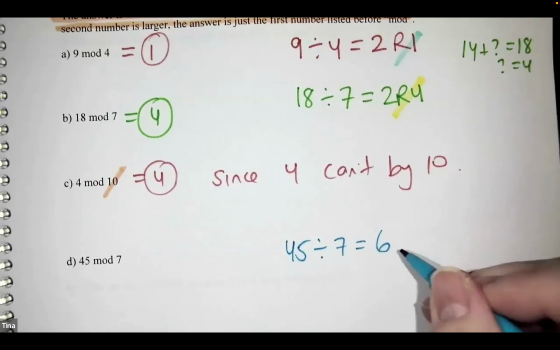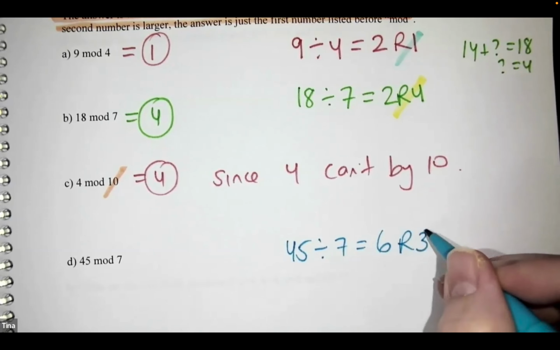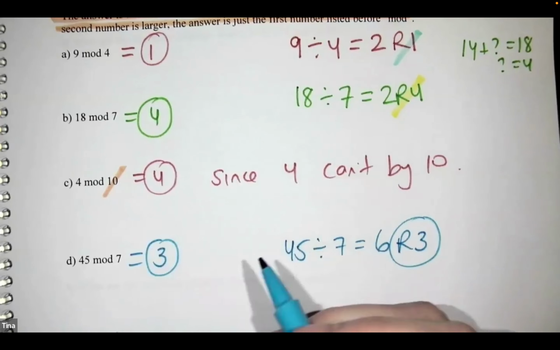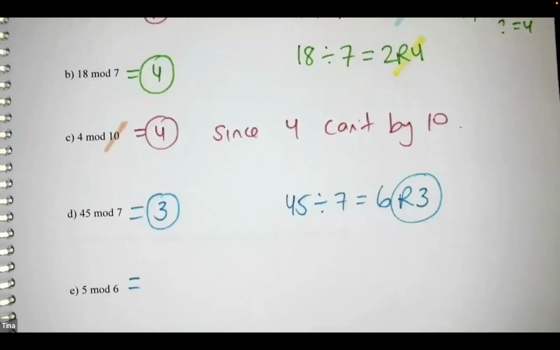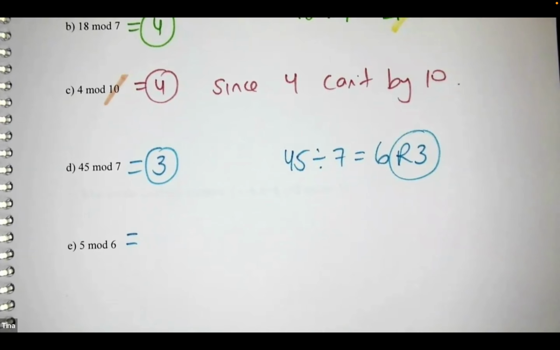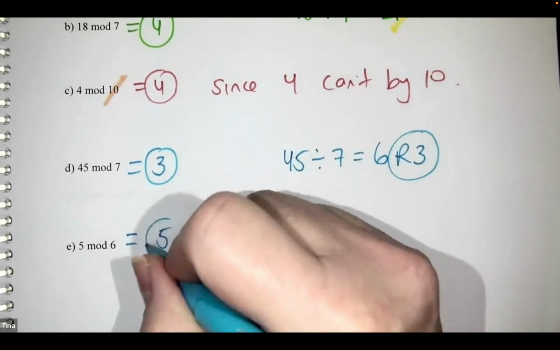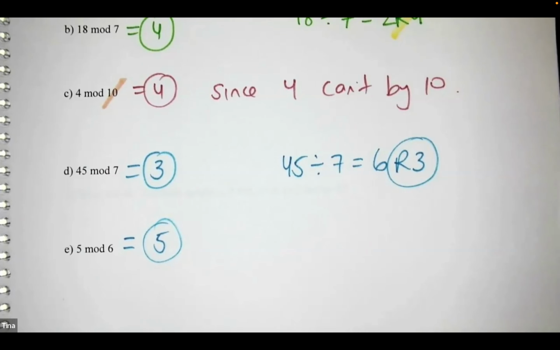Well, 45 divided by 7 would be 6. 6 times 7 is 42. 42 plus 3. And 5 mod 6 would be what? Well, here we've got the second number larger, so we're just going to say that's 5.